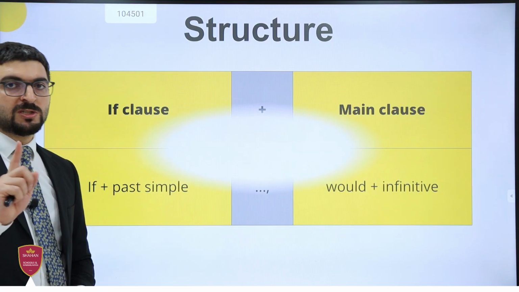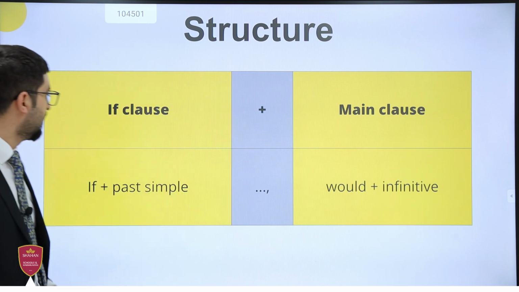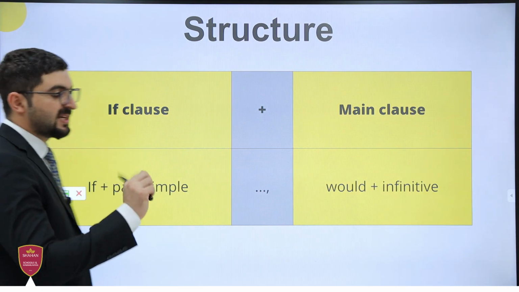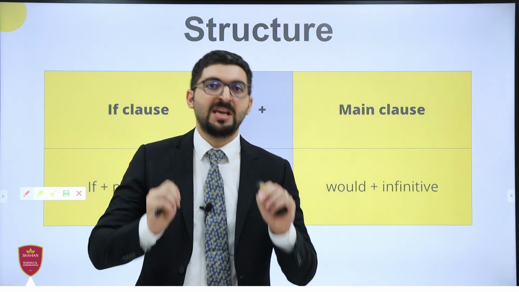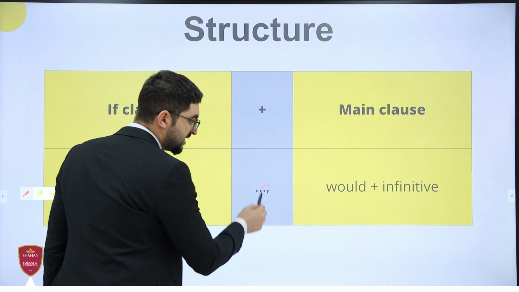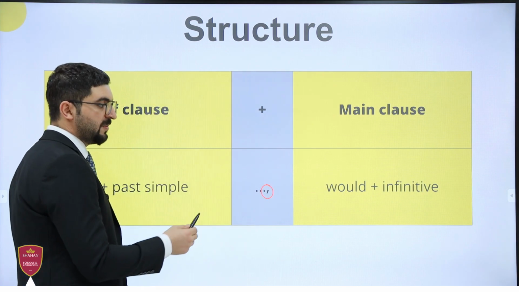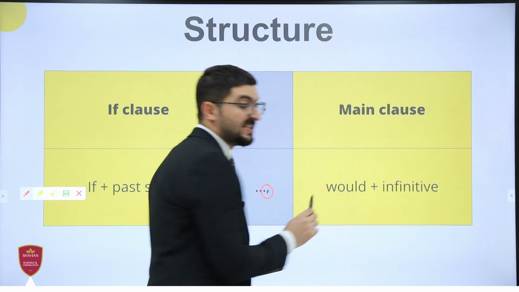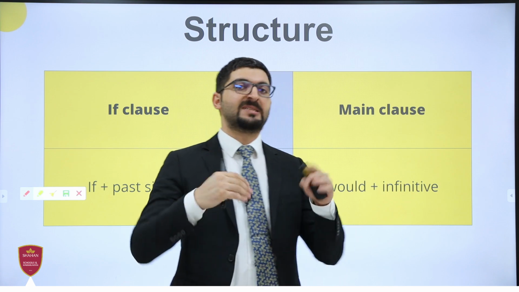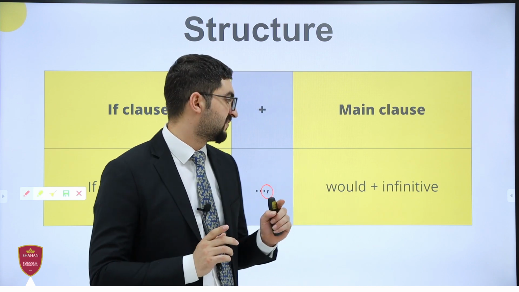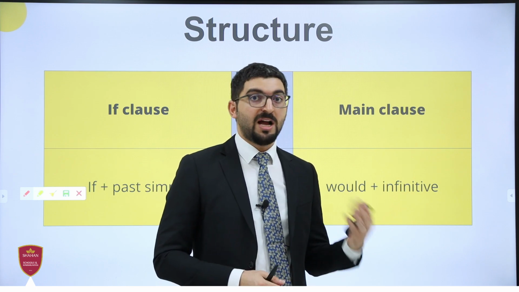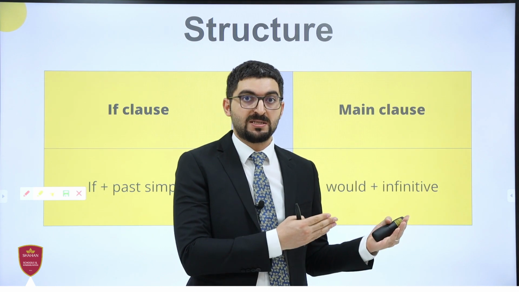And the structure is important too, okay? So look at the structure. We have if plus past simple, guys. This time is different. In the second condition, if plus past simple, and later we have a comma again, and then would plus infinitive. Infinitive means the verb, so the verb without ing, without s, without ed. This is called infinitive. Would go, okay? For example, if I played well, I would get the prize.